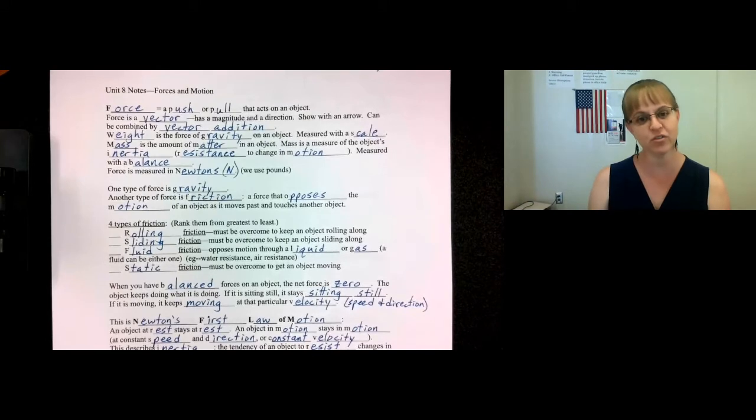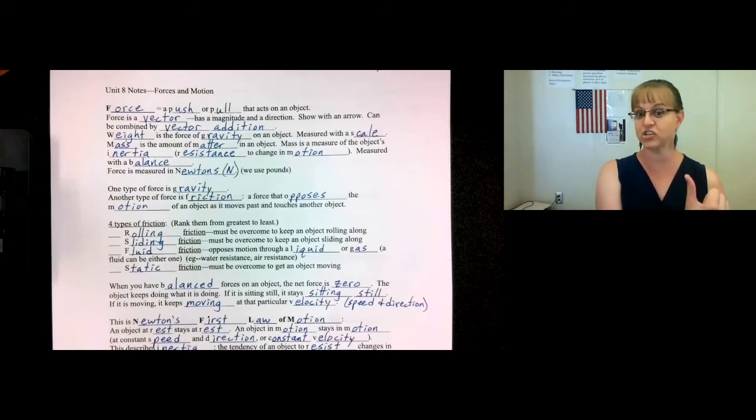One type of force is gravity. Another type of force is friction. Friction is a force that opposes the motion of the object. Whichever way you're trying to move, friction is pushing back the opposite way. Let's take a look at the 4 types of friction.